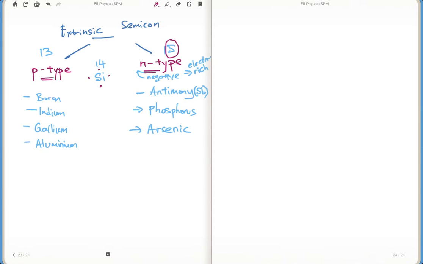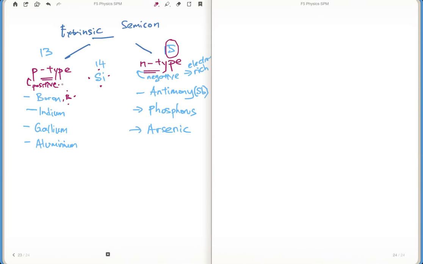Whereas for p-type, they have only 3 valence electrons. So if you were to dope it into the silicon, what happens? You have a deficiency of electrons. That's why it's P. P is positive. Okay, so this is how it helps you to really get it into mind. The p-type means group 13. N-type means group 15 because they have 5 valence electrons.